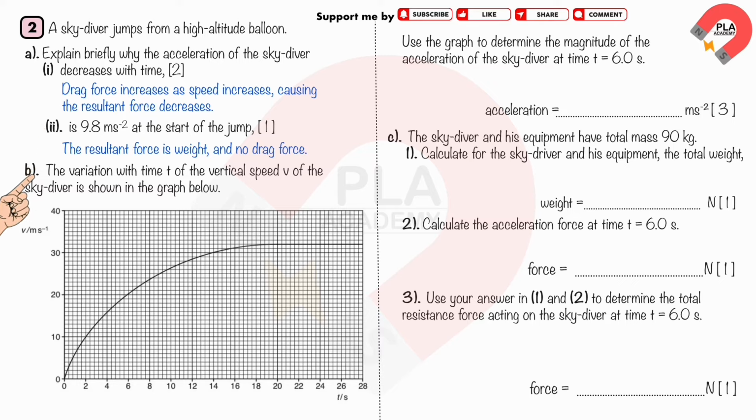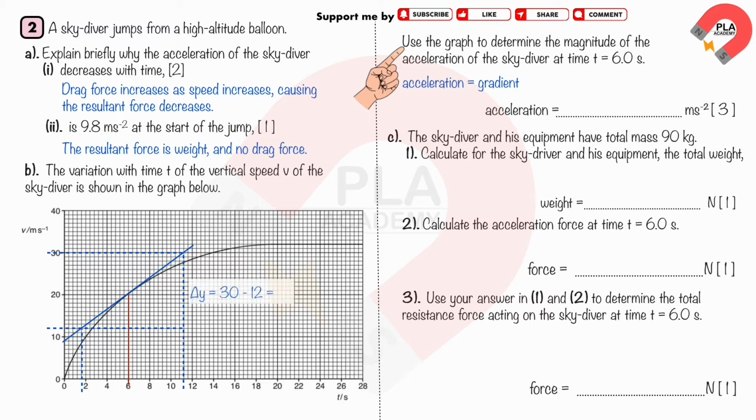B. The variation with time t of the vertical speed v of the skydiver is shown in the graph below. Use the graph to determine the magnitude of the acceleration of the skydiver at time t equals 6 seconds. We calculate the acceleration by the gradient of the velocity-time graph. We draw the tangent at t equals 6 seconds, like this. We draw the large triangle, like this.